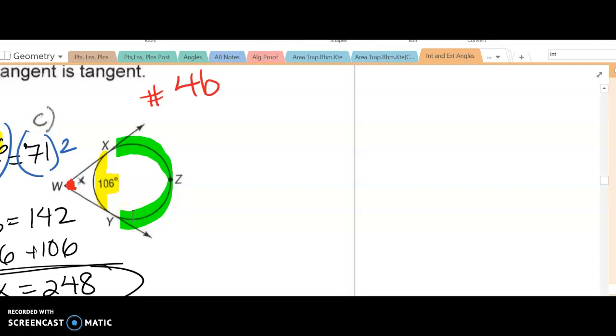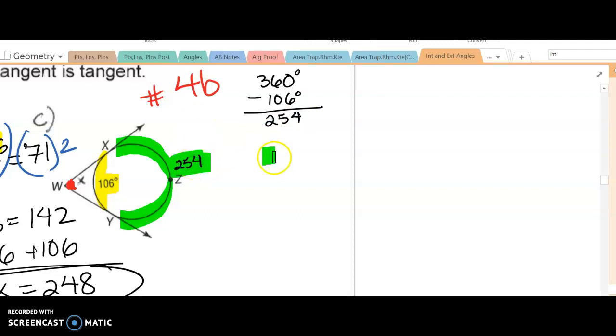Aha, but we have a strategy to find the green arc because we know that all the degrees of an entire circle would be 360 degrees. So if I used up 106 in the yellow part and the green part is the rest of the circle, I could just subtract and I get 254 for the green arc.